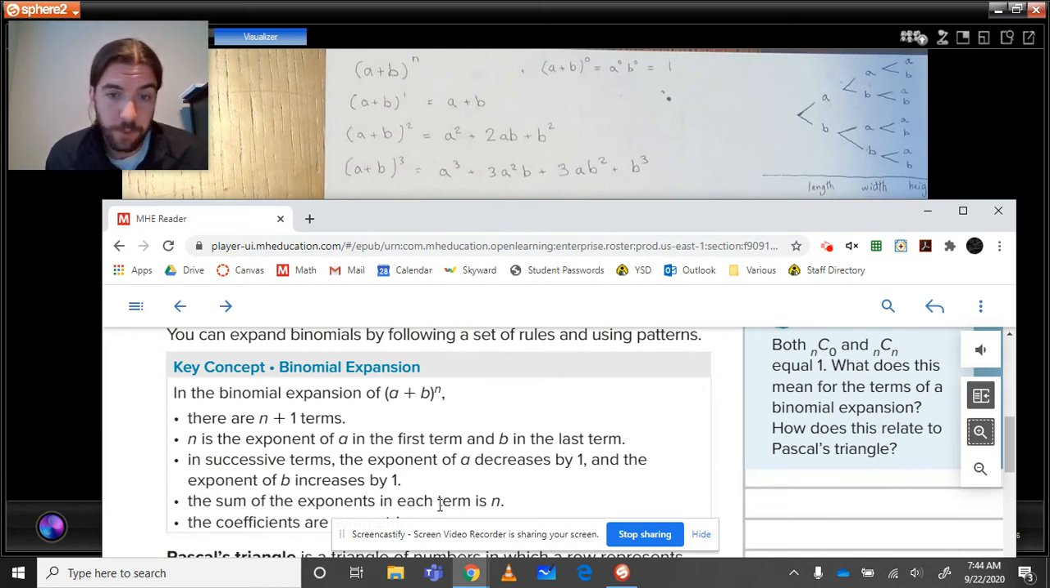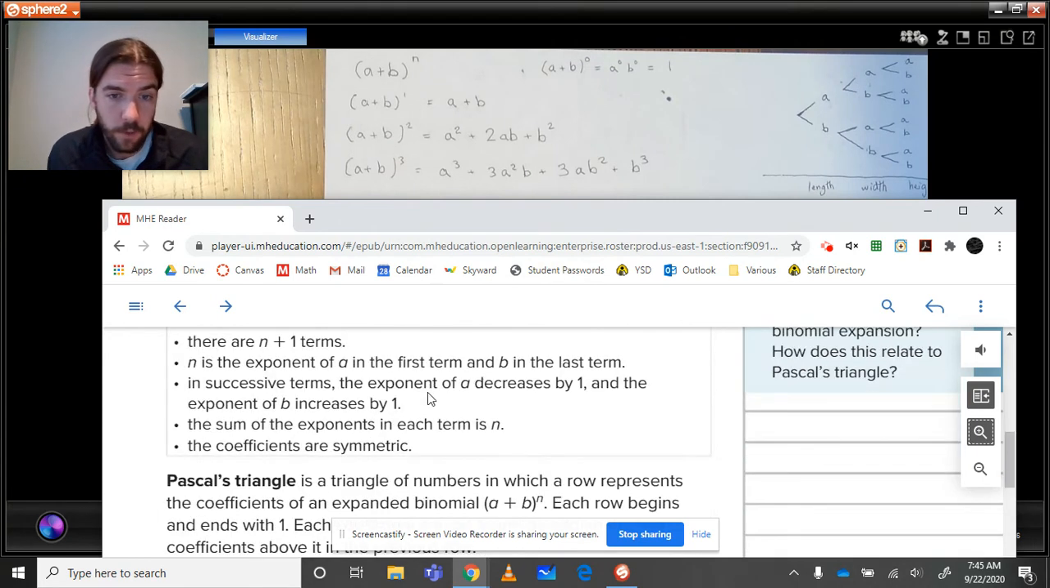The sum of the exponents in each term is n, equal to the power. So if it's second power, then we should have a second degree term here. a to the 1, b to the 1 adds up to 2, b squared. If it's 3, they should always add up to 3. So a cubed, a squared times b to the first, so 2 and 1 makes 3, 1 and 2 makes 3, 3 by itself makes 3.